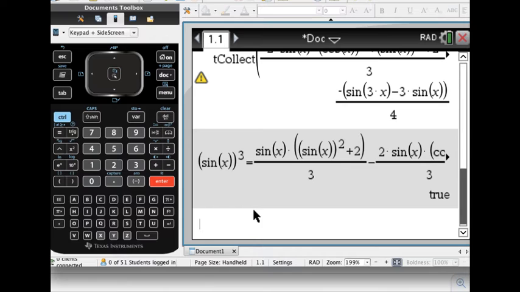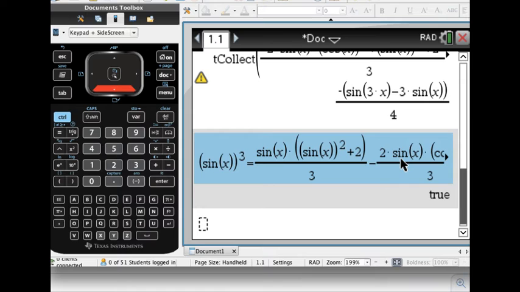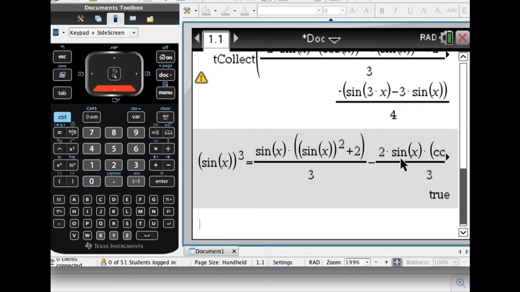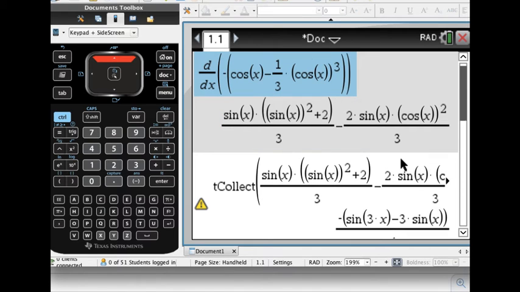If we manipulate them enough, for example, this sine squared we could replace with 1 minus cosine squared. There's lots of things we could do to simplify it. It's perfectly good. There's nothing wrong with this answer that we got. It's just I was trying to make it look like what we started with. Okay, but they are the same. So either way we do it, we get the same.